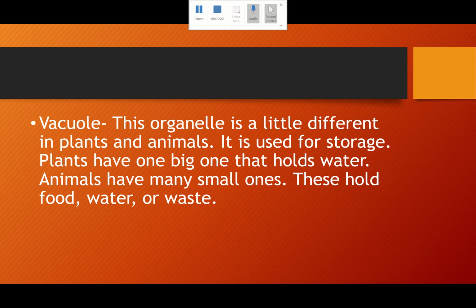One more. This one is in plants and animals, but it's a little bit different for both. This is the vacuole. The vacuole is used for storage. Now it's a little bit different how it's used. Plants have one really big vacuole. You can see that in the picture. It's this kind of light blue. And a vacuole for a plant holds water. That's really important because plants pretty much need water. They pretty much live on water.